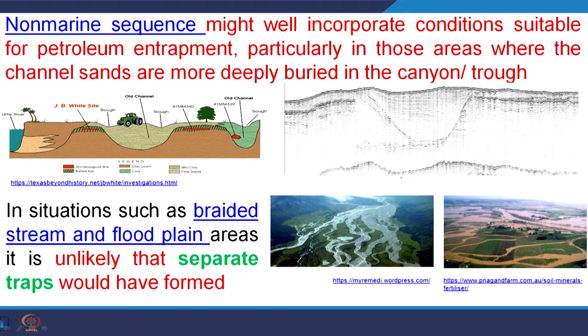Non-marine sequences might well incorporate conditions suitable for petroleum entrapment, particularly in those areas where these channel sands are more deeply buried in canyons or troughs. In situations such as braided streams and floodplains, it is unlikely that separate traps would have formed. So that means separate traps will be formed if the sandstone body is isolated like this. But if the sandstones coalesce, like braided systems or floodplains, it is difficult to form a separate trap here. Otherwise, this will form a dendritic type, or a field type deposit rather than an isolated deposit.